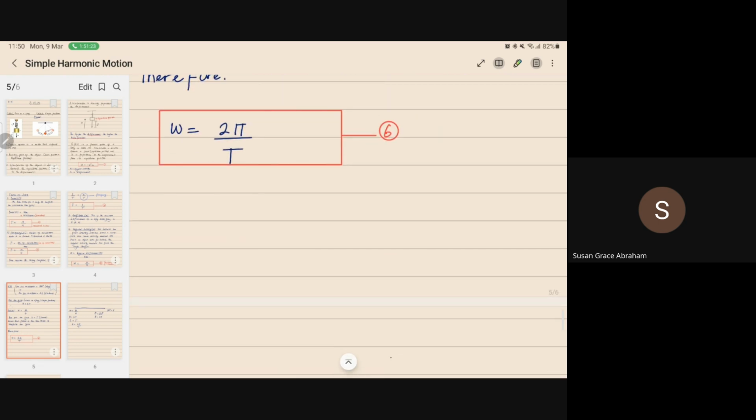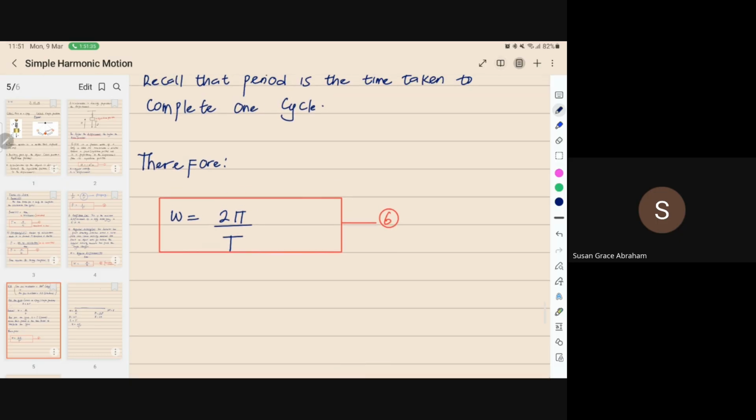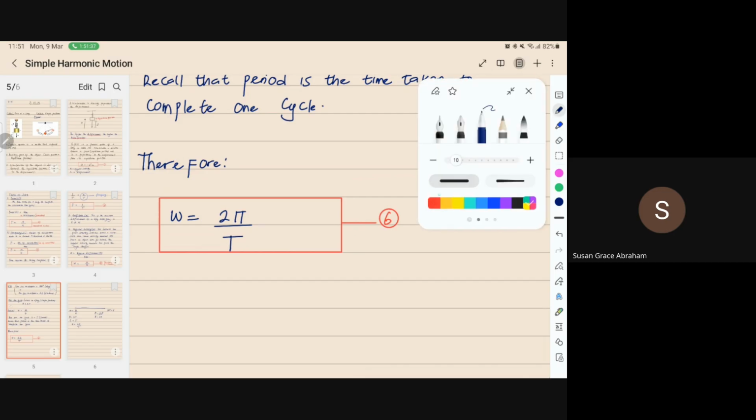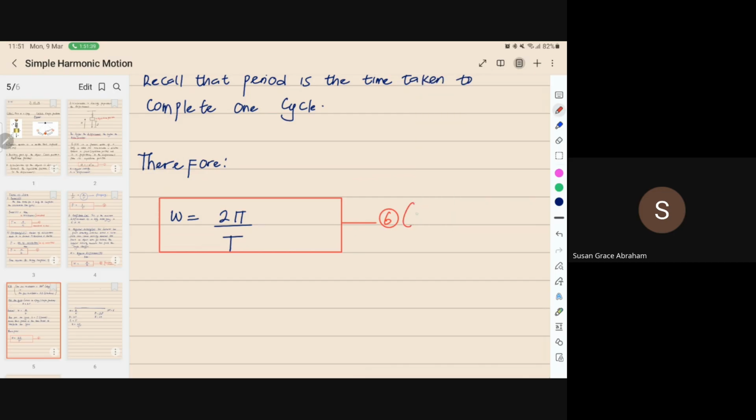So we have W equal to 2 pi over T. All right. So let's see how we can connect all of these things together now. We've connected it to your period. I will say that W equal to 2 pi over T. So what this formula gives you, men and brethren, is the relation between angular velocity and period.